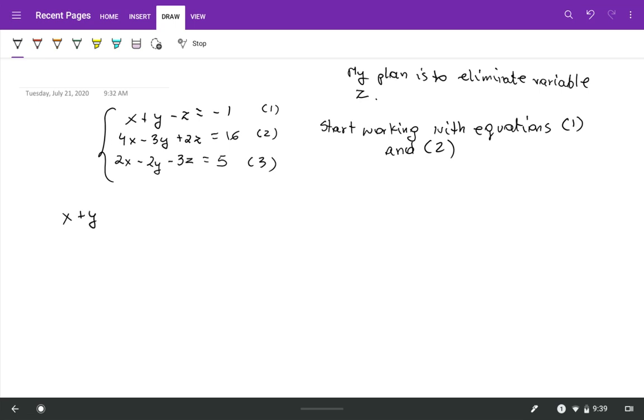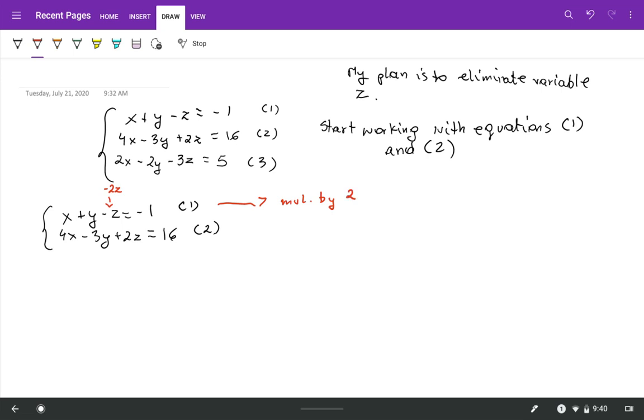We have x plus y minus z equals -1. This is equation 1. And 4x minus 3y plus 2z equals 16. This is equation 2. I want to eliminate z, which means I want to have in front of z in equation 1 a -2. So it would be nice if we have -2z. In order to get that -2z, we're going to multiply equation 1 by 2.